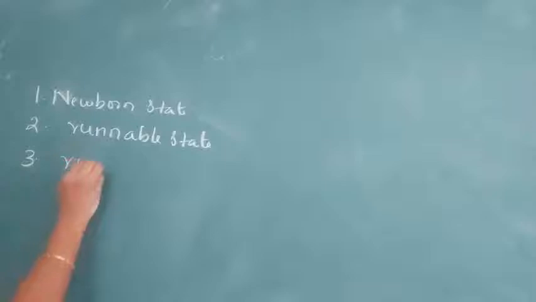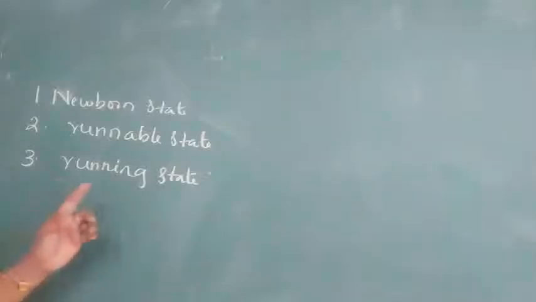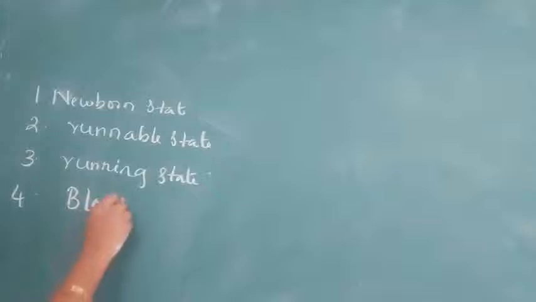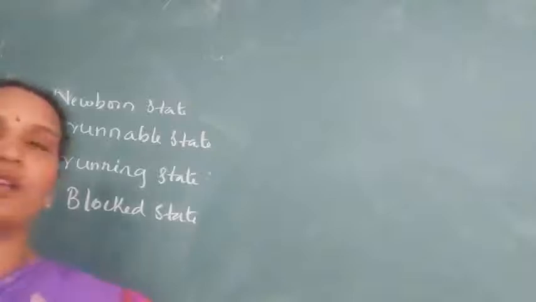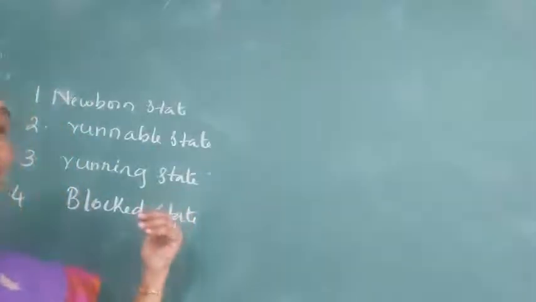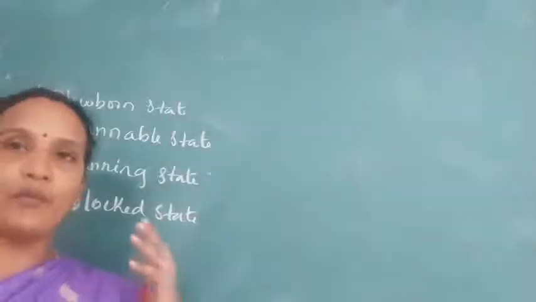The next one is the running state. That means the thread got the CPU time, processor time, and it is executing. That is called the running state. The next one is the blocked state. The thread is blocked due to some reasons. For example, it is waiting for some input or waiting for some files to be uploaded. Till that time, the thread is in idle mode. That is called the waiting state, blocked state, or suspended state.